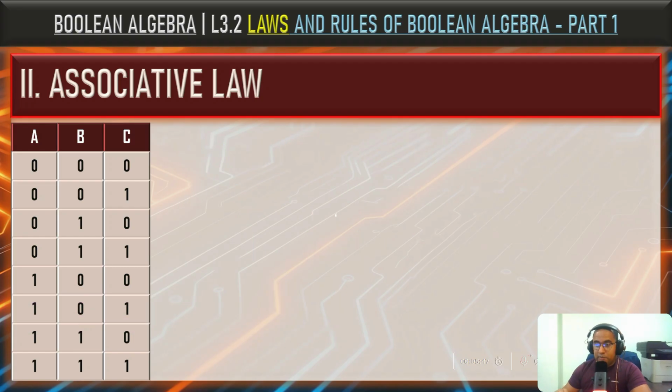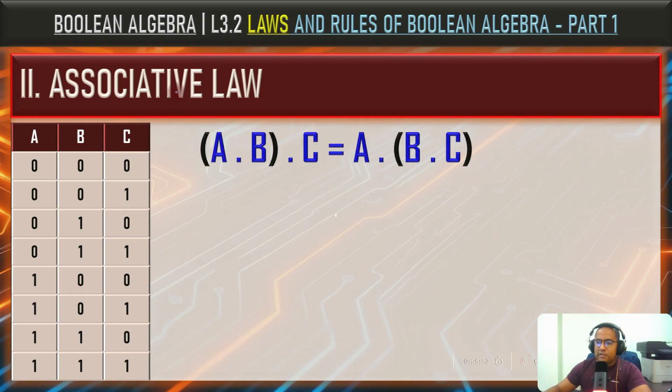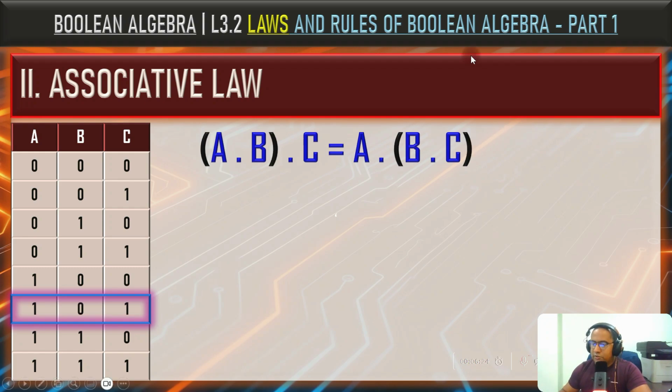Now, for Boolean multiplication, the associative law states the same thing. A times B, grouped inside the parentheses, times C, is equal to A times B times C, grouped inside the parentheses. Let's do the same thing. That is, let's test some possible combinations to evaluate the expression. For example, 1 to the variable A, 0 to the variable B, and 1 to the variable C.